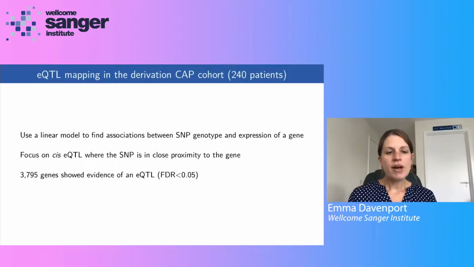We started off by applying our eQTL mapping approach in the derivation cohort. As I mentioned, we had 265 patients initially, and 240 of these had both gene expression and genotyping data available. We used a linear model to find associations between the SNP genotype and expression of the gene. In this situation, we focused on cis-eQTL, where the SNP is in close proximity to the gene. Looking at all of the genes across the genome, we found just under 4,000 that showed evidence of an eQTL.